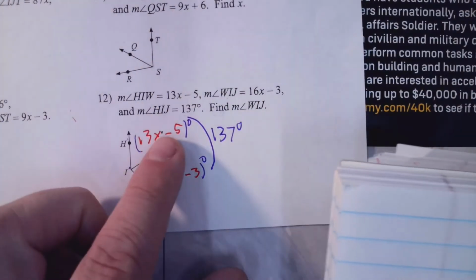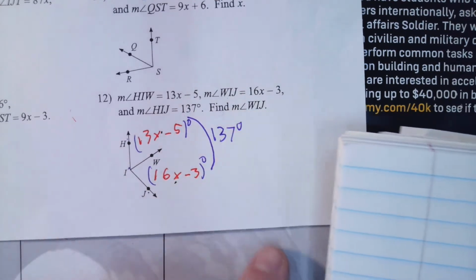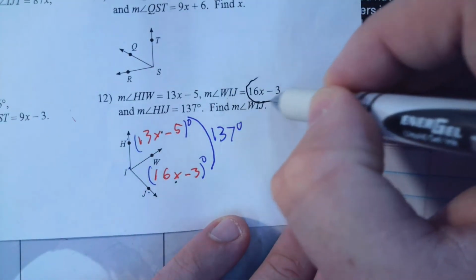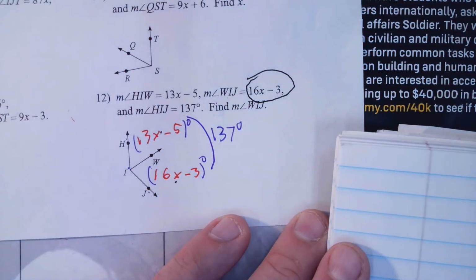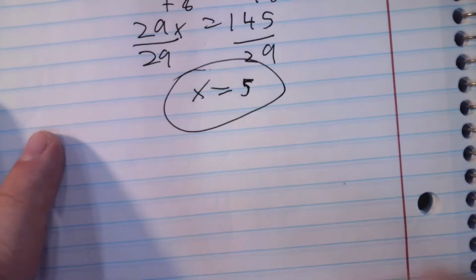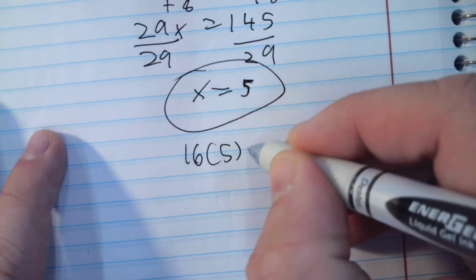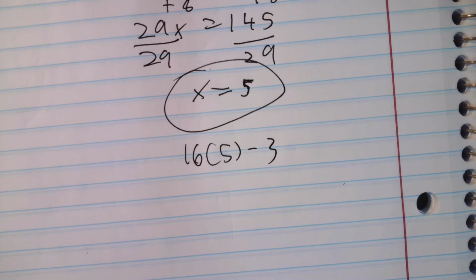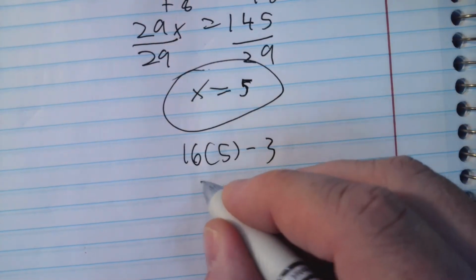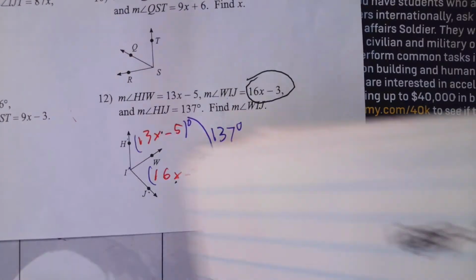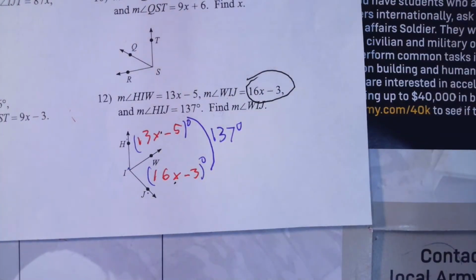The question says find the angle. So it's 16 times 5 minus 3. So 16 times 5 minus 3, and that's going to be in degrees, and that's your answer. Great. So that's what, 77? Is that right? Cool, cool. What else we got here? I can do anything.